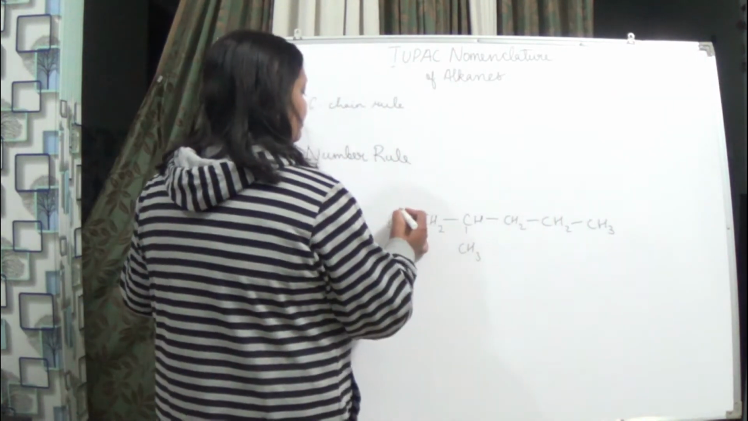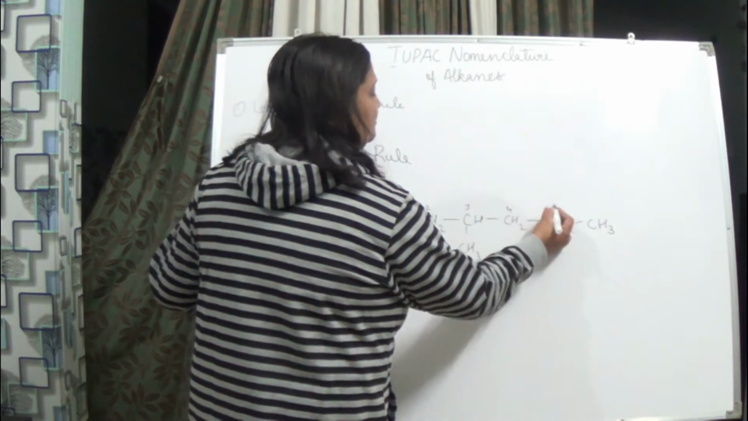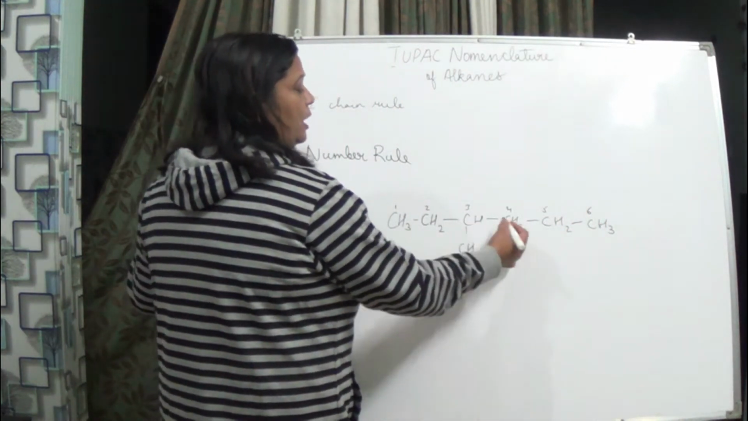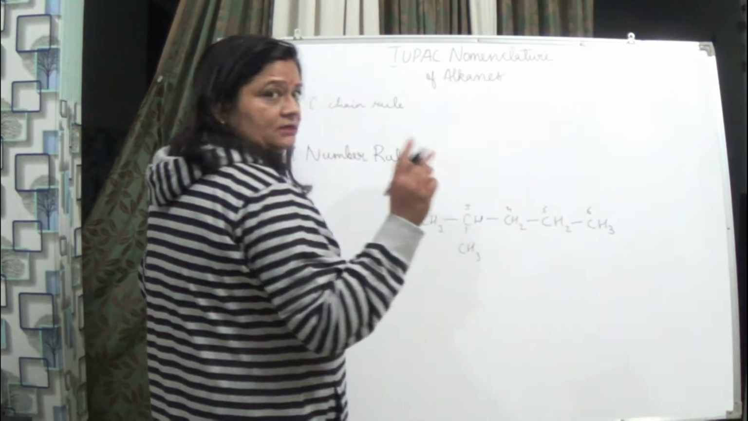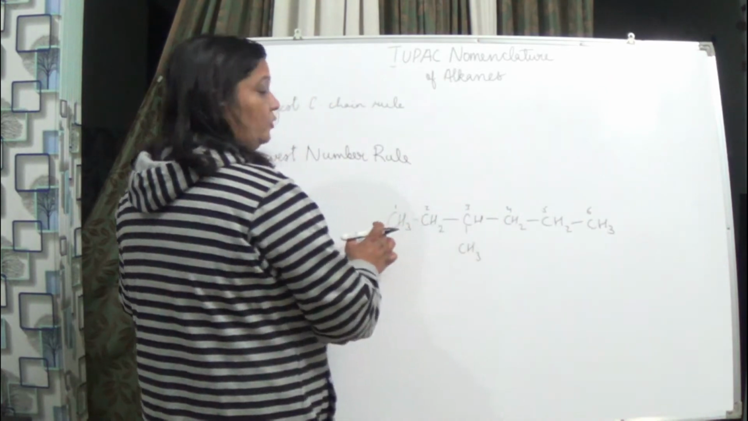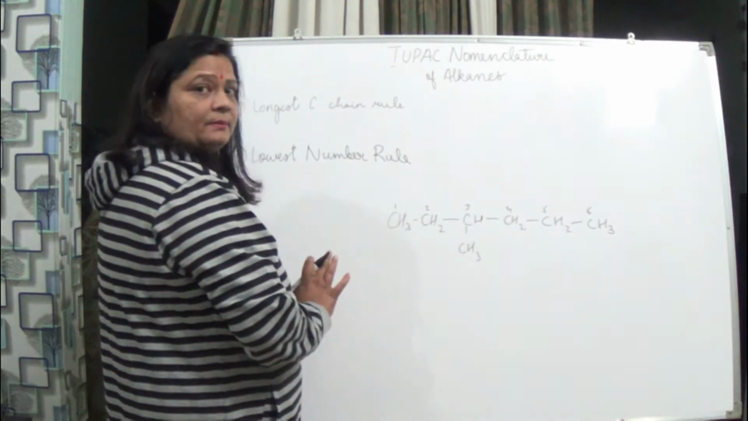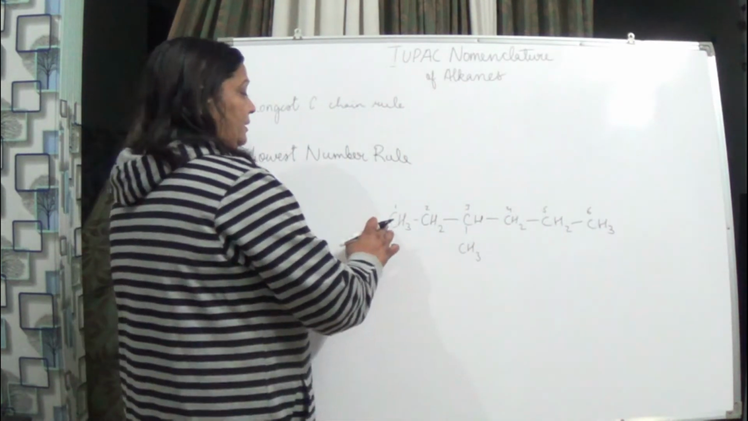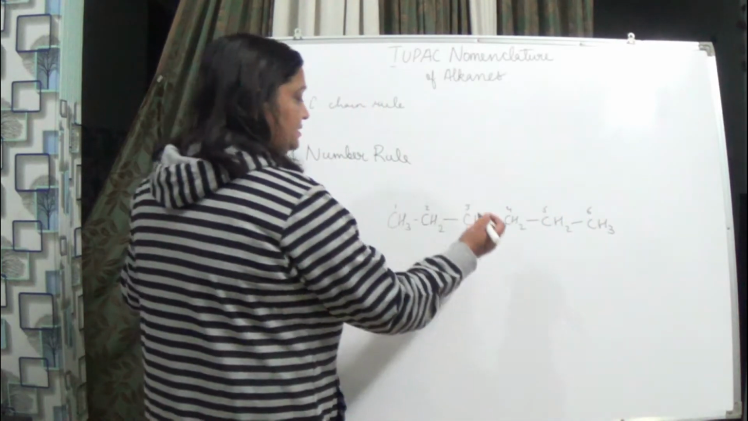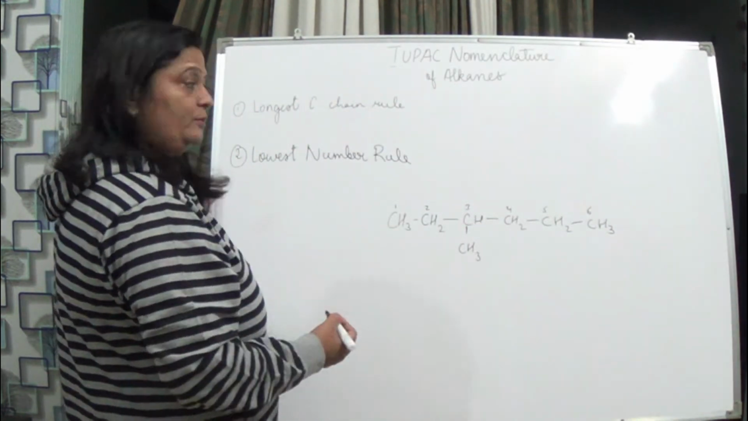If we count from here, it becomes 1, 2, 3, 4, 5, 6. If you count from here, 1, 2, 3, 4, 5, it is smaller than 6, isn't it? If you count from here, 1, 2, 3, 4, this is also small. So naturally we take this one as the longest carbon chain. Here we see that at the third position a methyl group is attached. So how will we name it?